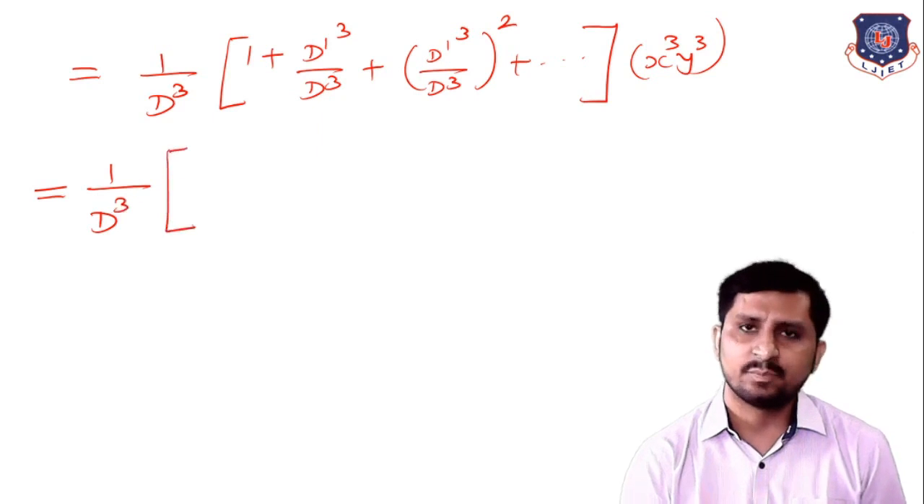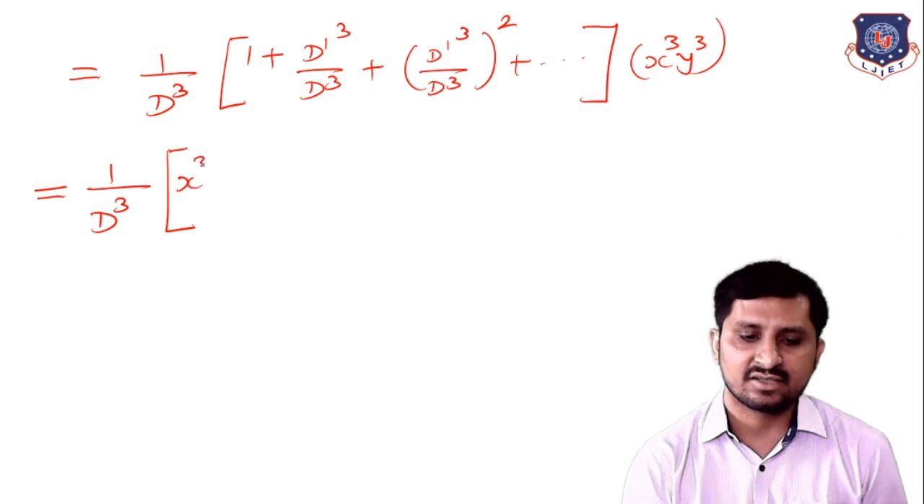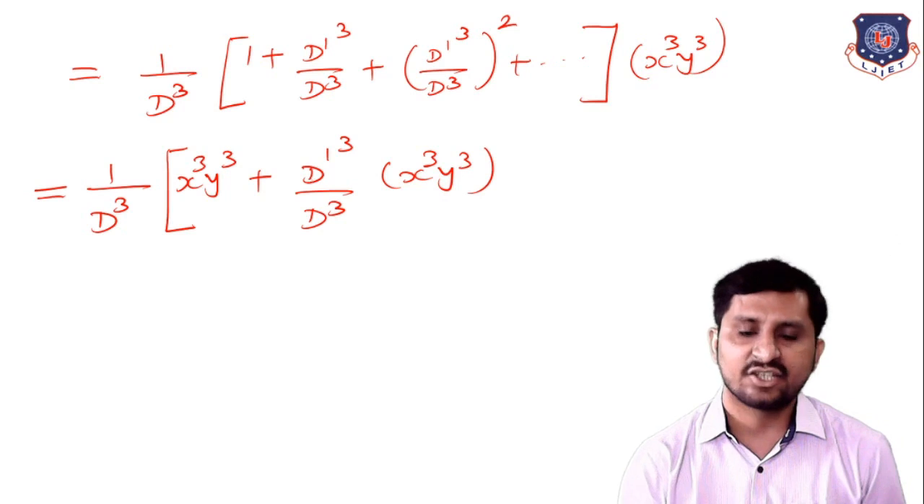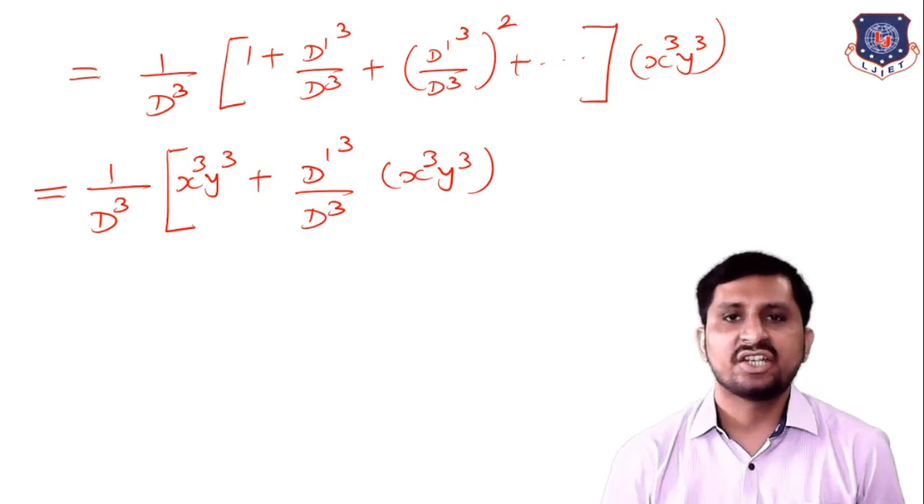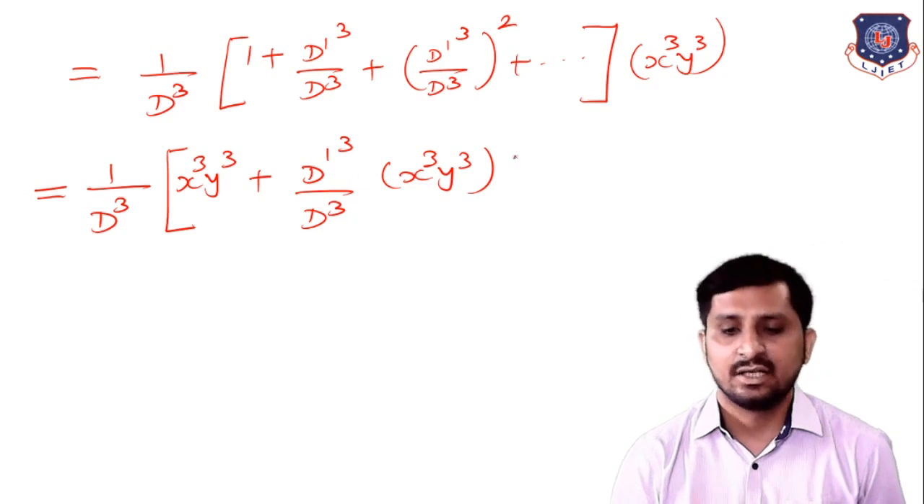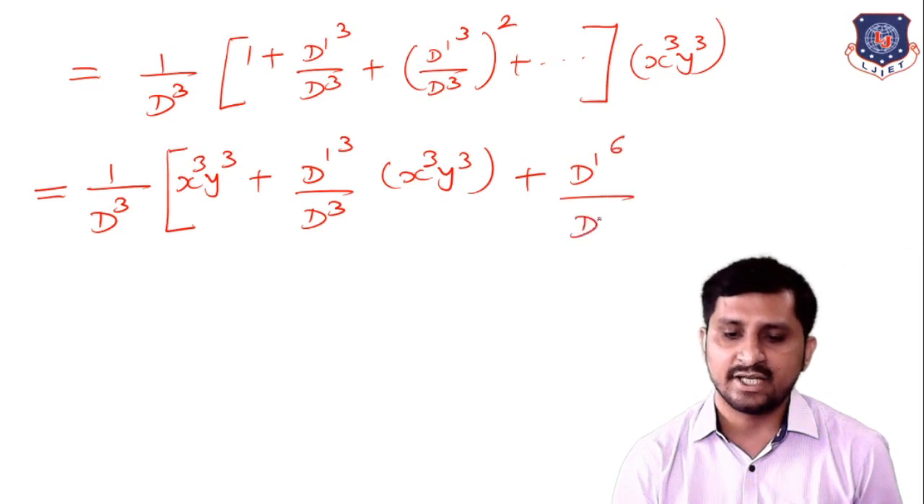So first of all, simple multiplication. First of all, 1 into x cube y cube, so that is x cube y cube. Then D dash cube upon D cube into x cube y cube. Now D dash cube means what? Differentiation of this function with respect to y 3 times. Okay, now the second term, the last term, is D dash raised to 6 upon D raised to 6 into x cube y cube.